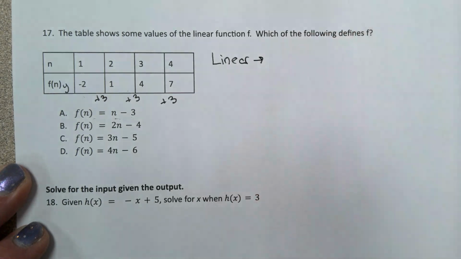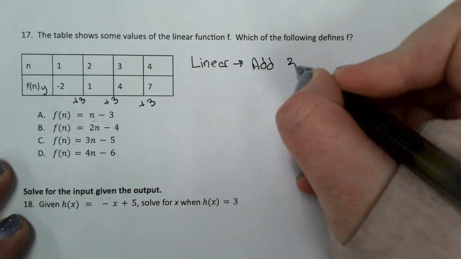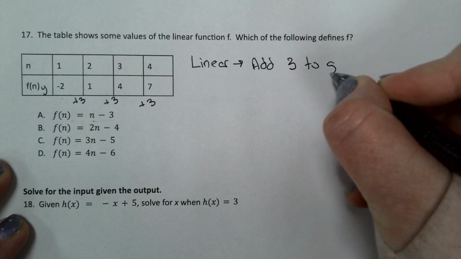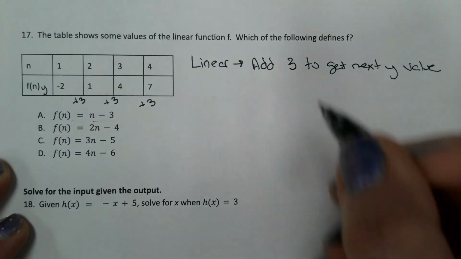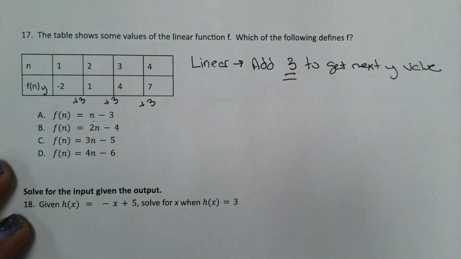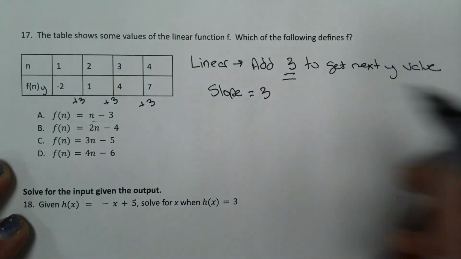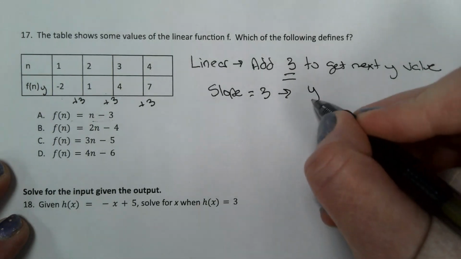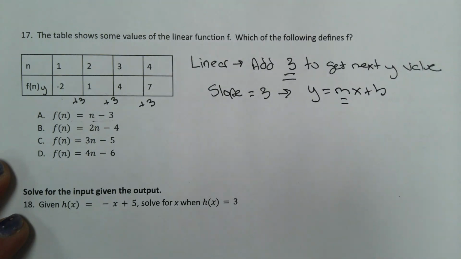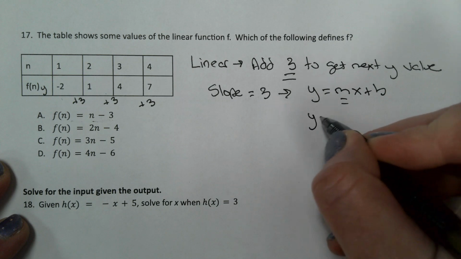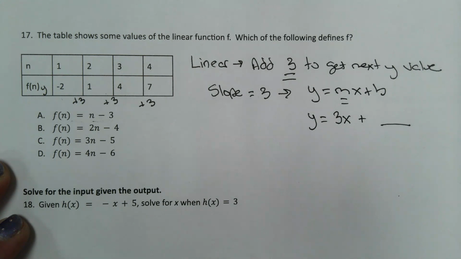So I can tell that this is a linear function, and I can tell that because you have to add 3 to get your next y value. And whatever you are adding right there is your slope. So this has a slope of 3. So you have to remember that's in the form of y equals mx plus b, and your slope is your m. So I basically have y equals 3x plus I'm not sure what.